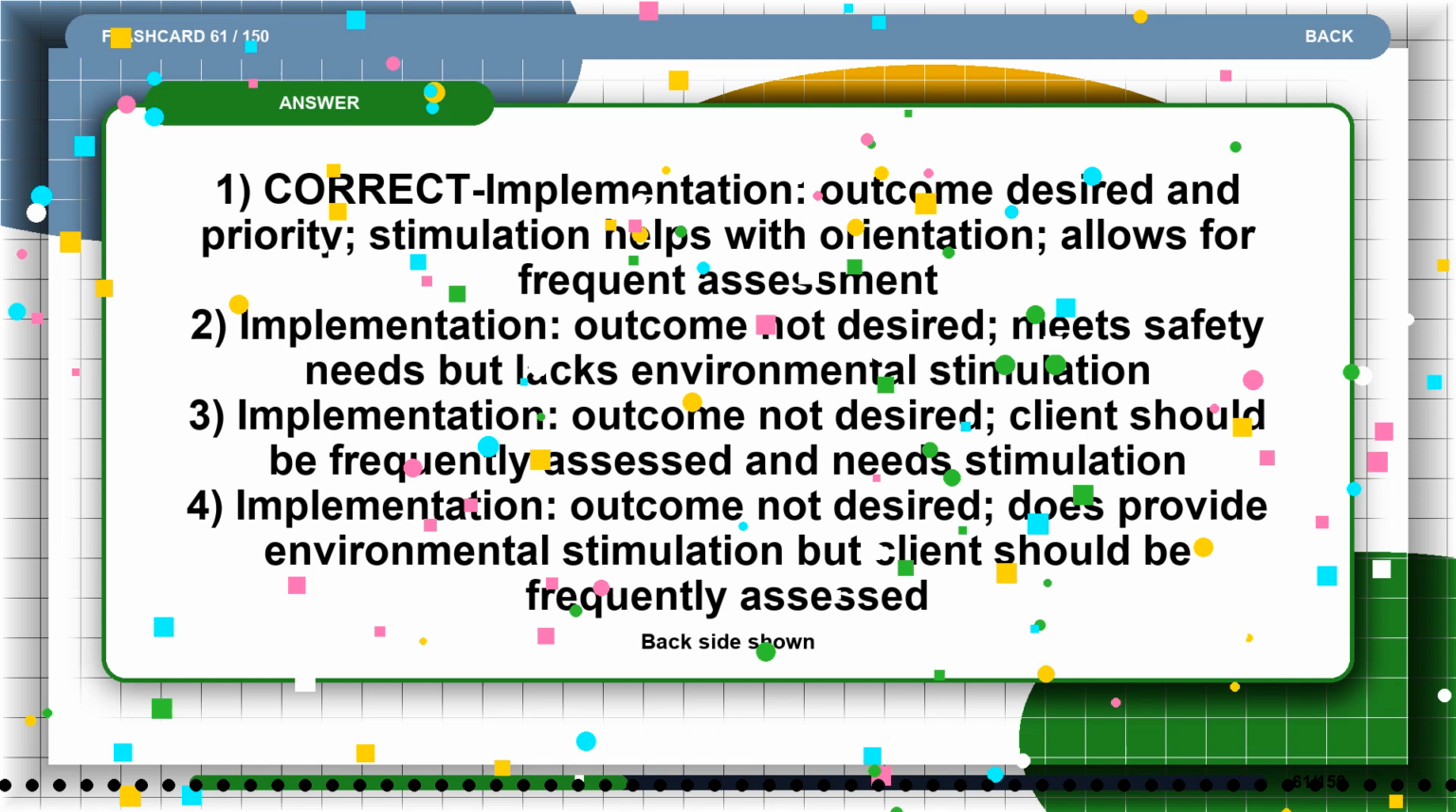The answer is 1. Correct. Implementation, outcome desired, and priority. Stimulation helps with orientation, allows for frequent assessment. 2. Implementation, outcome not desired. Meets safety needs, but lacks environmental stimulation. 3. Implementation, outcome not desired. Client should be frequently assessed and needs stimulation. 4. Implementation, outcome not desired. Does provide environmental stimulation, but client should be frequently assessed.